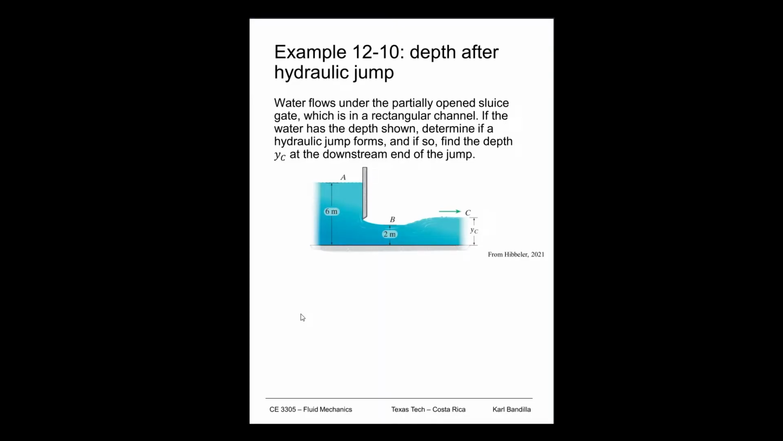This is example 12-10, depth after a hydraulic jump. So we can see water here is flowing from left to right. There's a sluice gate that's backing the water up, and it dips under the sluice gate, and then it's doing a hydraulic jump, and then we're asked to figure out if this hydraulic jump is actually possible, and also what the depth is at this last section right here. It's called YC. It's a little confusing because that's not the critical depth. All right, so maybe we'll leave it as YC.